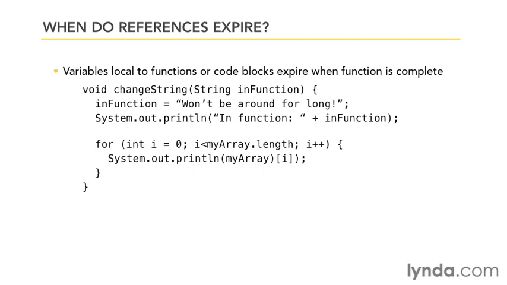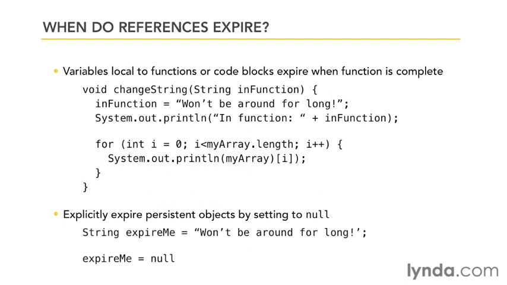For variables that are more persistent, such as fields within objects, you can explicitly expire them by setting their value to null, N-U-L-L. So for example, here's a string named expire_me, and if I want to make it eligible for garbage collection, I simply set its value to null. The object in memory can't be reached in my code anymore, and therefore it's eligible for garbage collection.